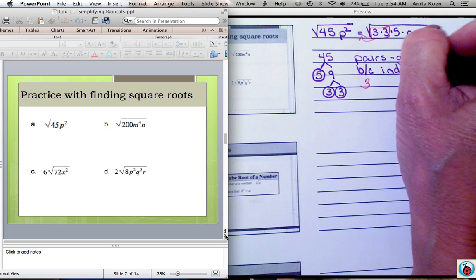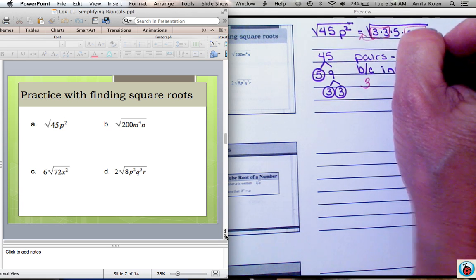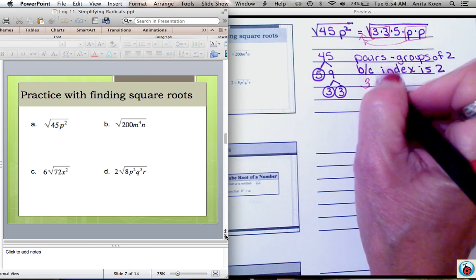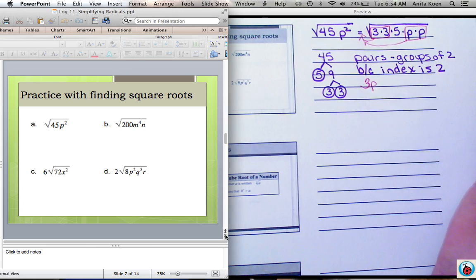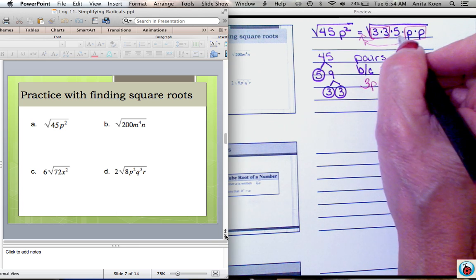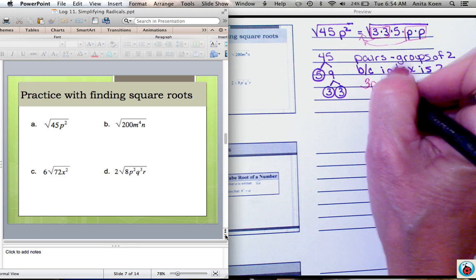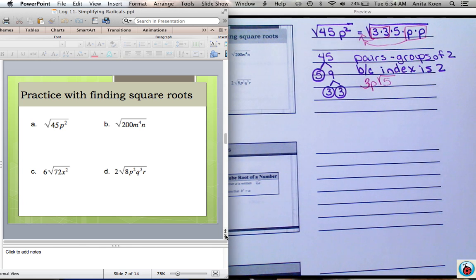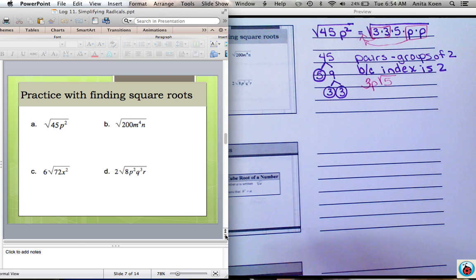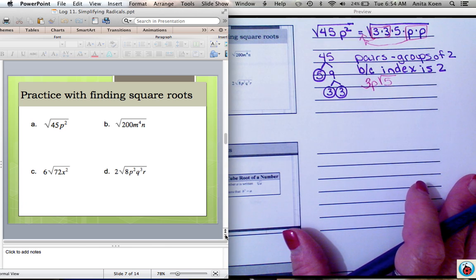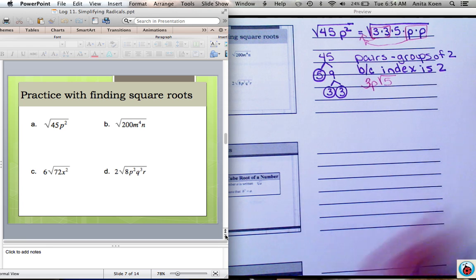I have a group of 2 p's. 2 p's under the radical get to come out as 1 p. And the 5 underneath here doesn't have a partner, it's not a pair, so it has to stay under the radical. So that's going to be 3p square root 5. And that's how you do square roots. Okay, let's look at another example.